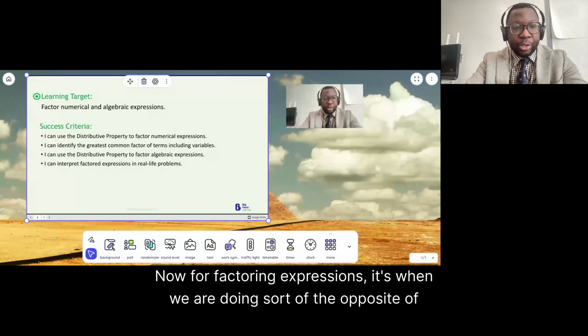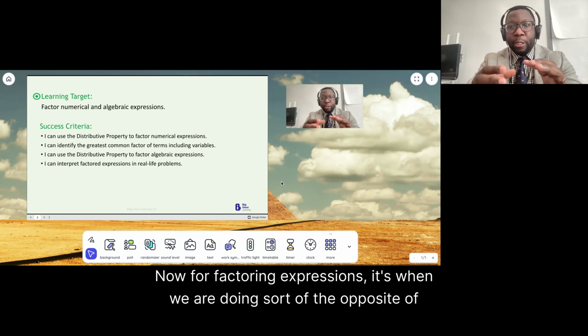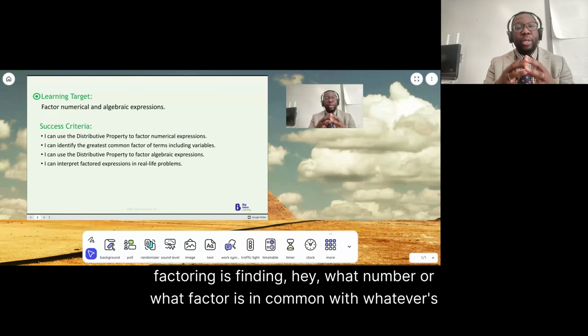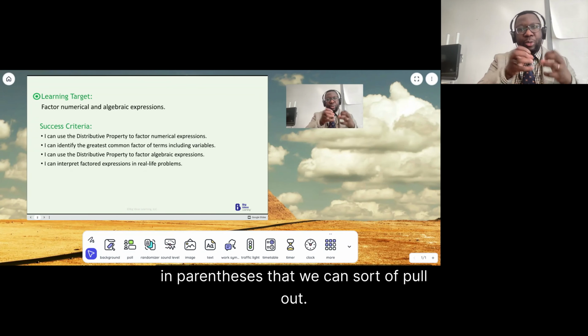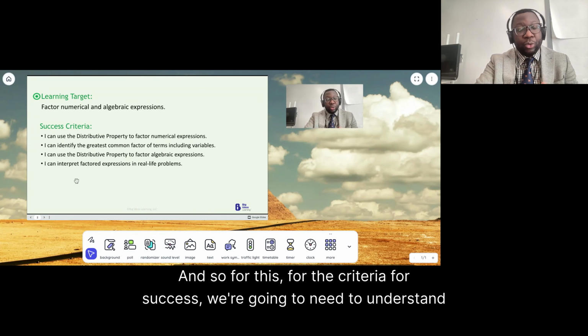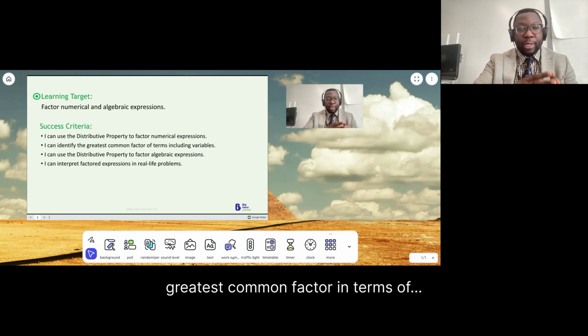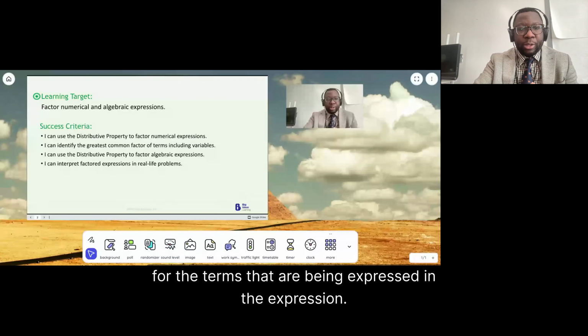Factoring expressions is when we are doing sort of the opposite of the distributive property, which is when we multiply to whatever's in the parentheses. Factoring is finding what number or what factor is in common with whatever's in parentheses that we can pull out. For the criteria for success, we're going to need to understand the distributive property, and we're going to need to be able to identify the greatest common factor in terms for the terms that are being expressed in the expression.